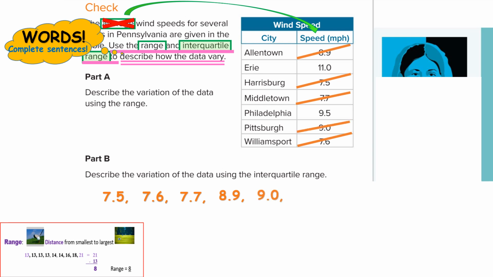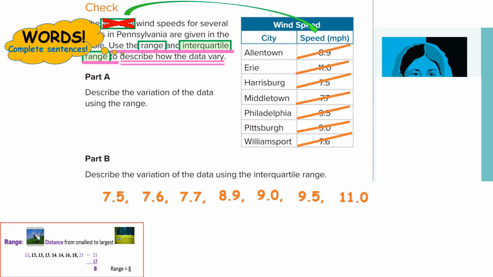8.9, 9, 9.5, and then 11. All right, so I had 1, 2, 3, 4, 5, 6, 7 cities. I wrote down 1, 2, 3, 4, 5, 6, 7 numbers. I'm pretty sure I have them all, and they are in the correct order according to a number line.